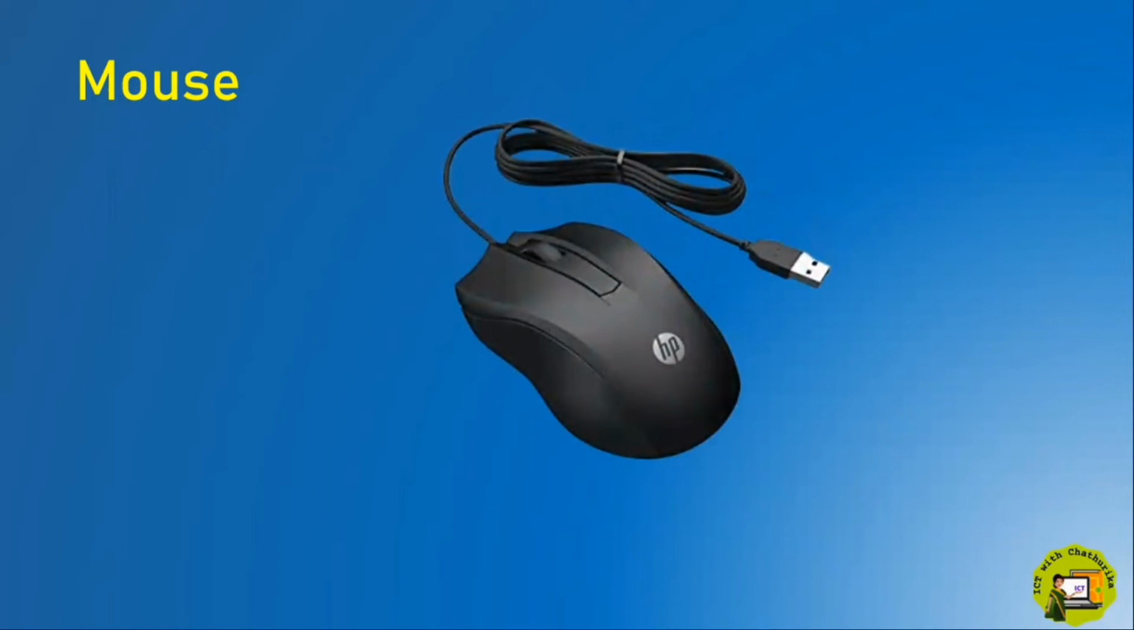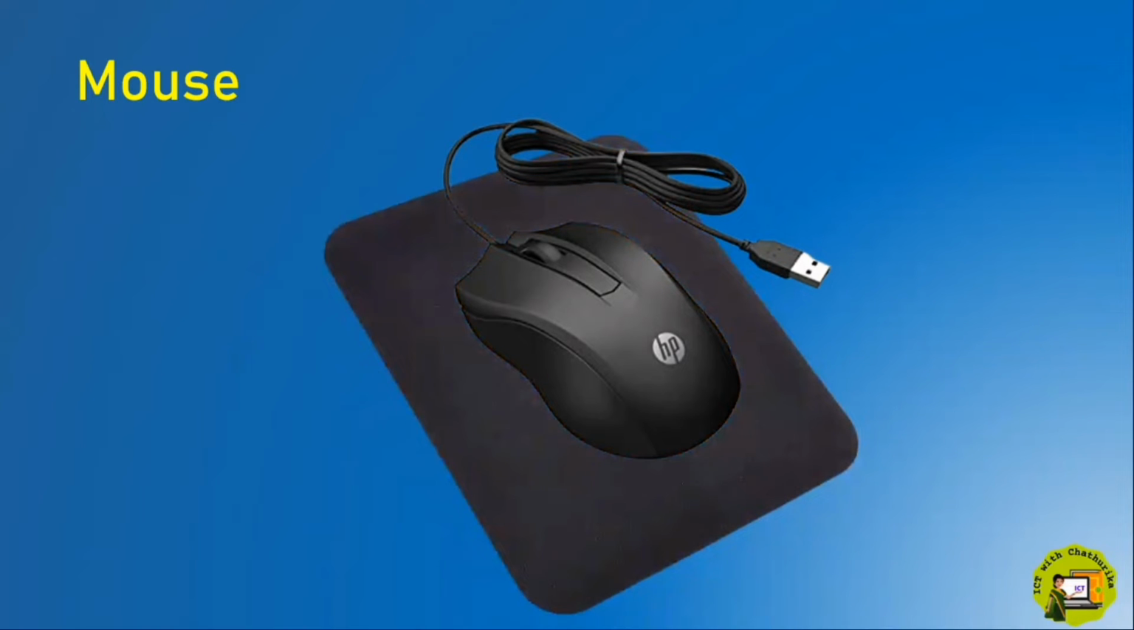It looks like a real mouse. So the mouse is a pointing device. We can enter data into the computer with the help of the mouse. It usually has two buttons and a wheel. The mouse is always kept on a mouse pad.